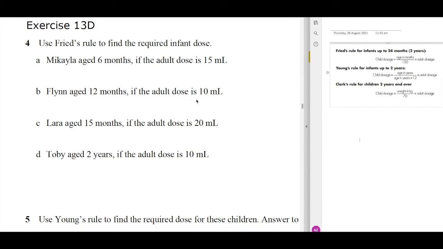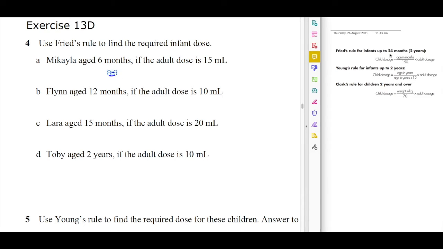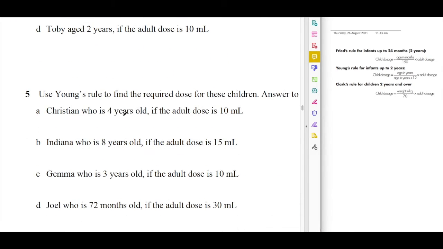So then it should be pretty easy. To work out the child dosage, that's equal to age in months. What's the age in months? 6 over 150 times the adult dosage, times 15. So this is just what, 0.6, right? The 15s cancel out. You get 6 on 10, that's just 0.6, and this should be in mils. It doesn't say, but it should be in mils. Alright, so it should be pretty easy.